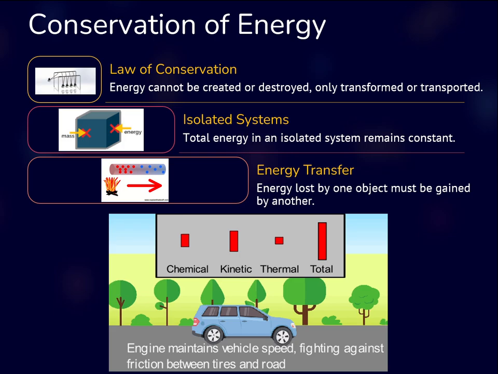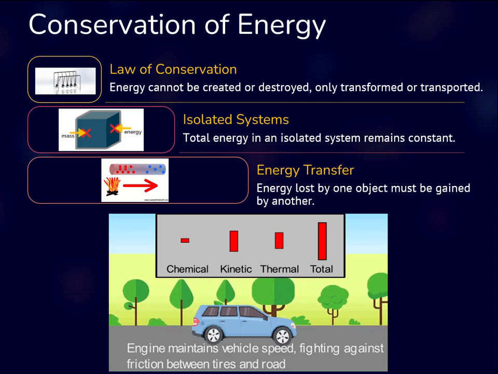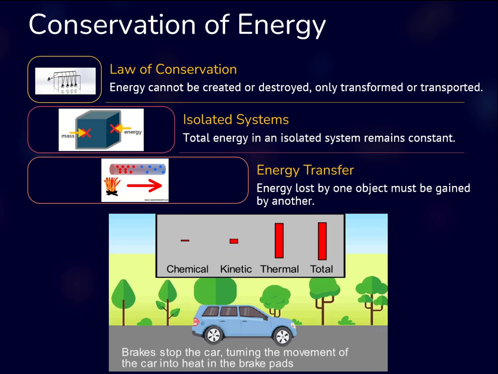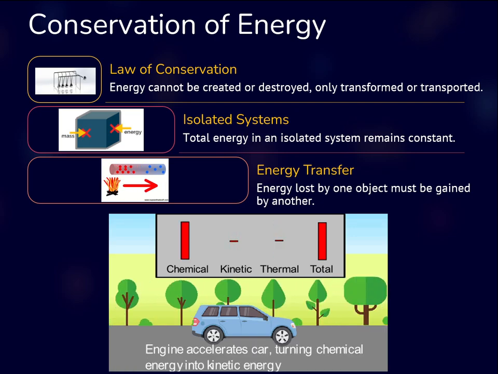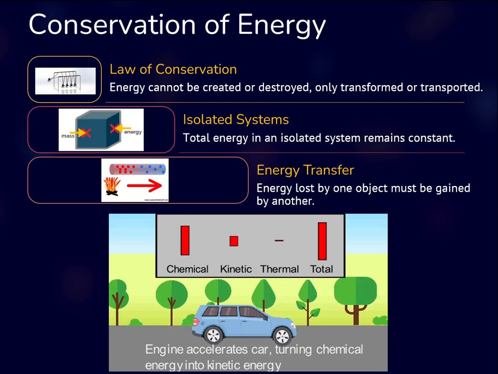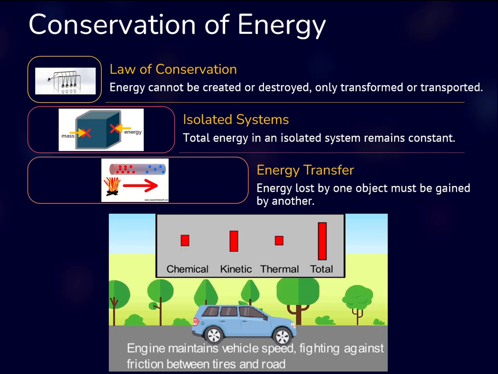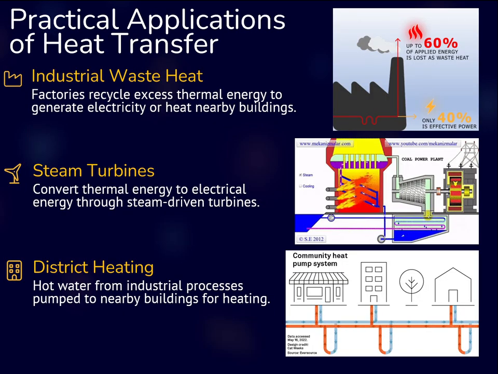Even in large industrial settings, this principle holds. Excess thermal energy, which we sometimes call waste heat, can be captured and used to generate electricity through steam turbines or to heat nearby buildings. Factories and power plants generate large amounts of waste heat. Instead of letting this energy go to waste, we can convert it into other useful forms.